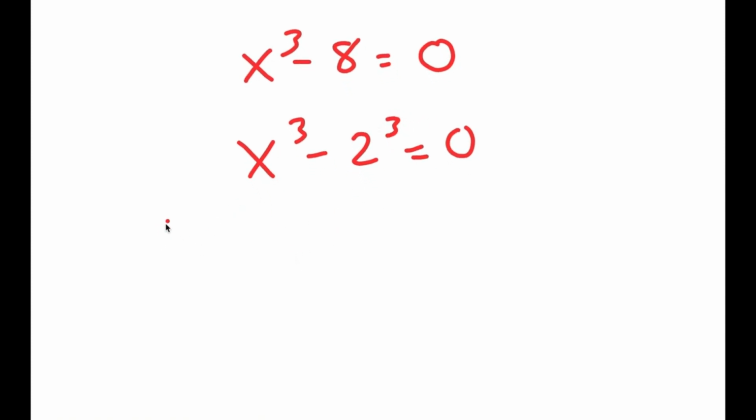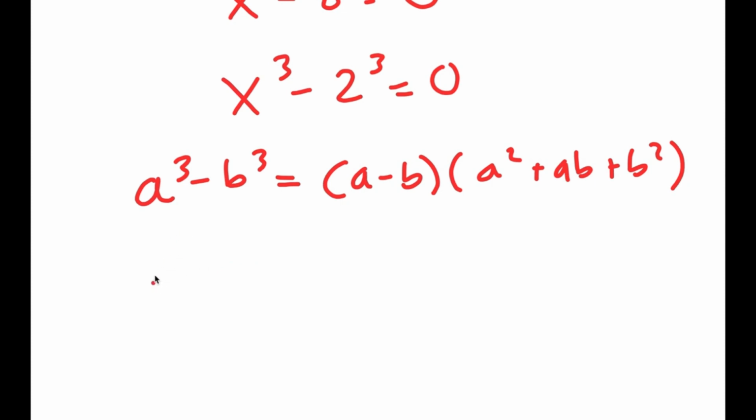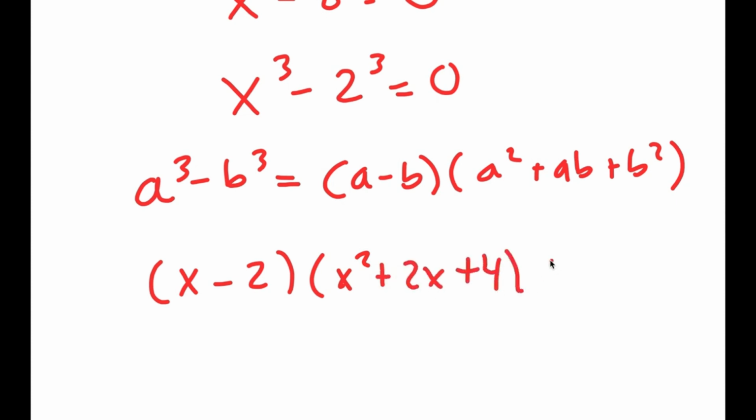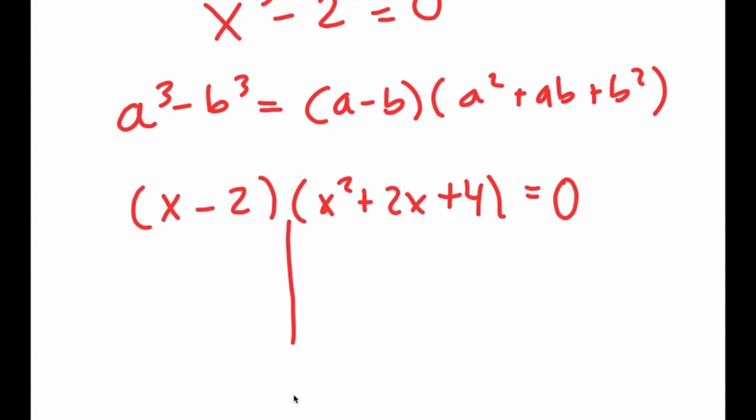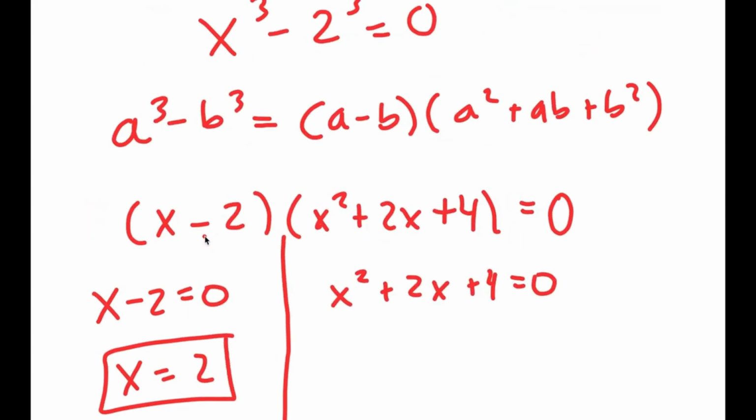And then now I'm going to use the formula a to the power of 3 minus b to the power of 3 is equal to a minus b times a squared plus ab plus b squared. So in this case, this turns into x minus 2 times x squared plus 2x plus 4 is equal to 0. So now I get two equations. I get x minus 2 equals 0 and x squared plus 2x plus 4 equals 0. So for x minus 2 equals 0, I get x equals 2, which was a solution that we already got.